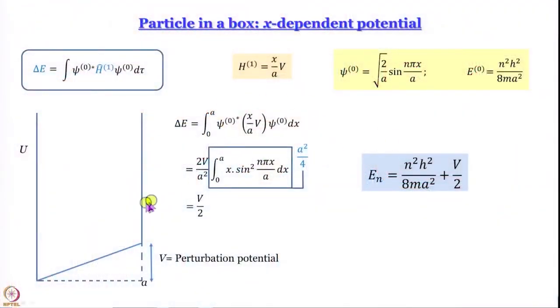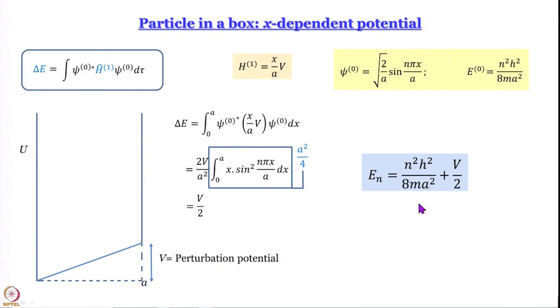So, let me just write this. Remember, energy in a particle in a box is quantized. We said earlier that the zeroth order energy for the nth level is n square h square by 8 m square. Now, in the perturbed system, you need this correction term of V by 2. So, this is the expression for the energy of the nth energy level: E n is equal to n square h square by 8 m square plus V by 2.